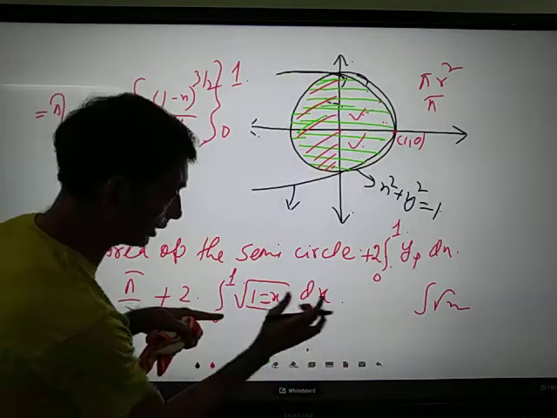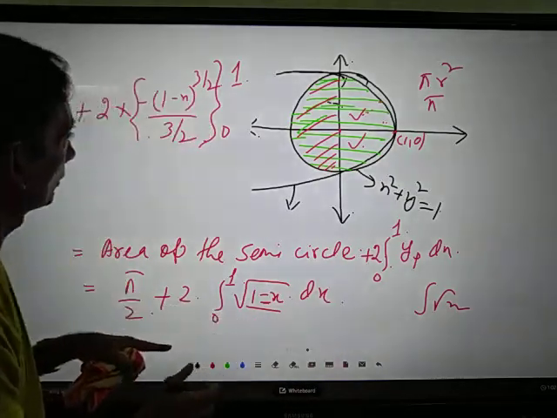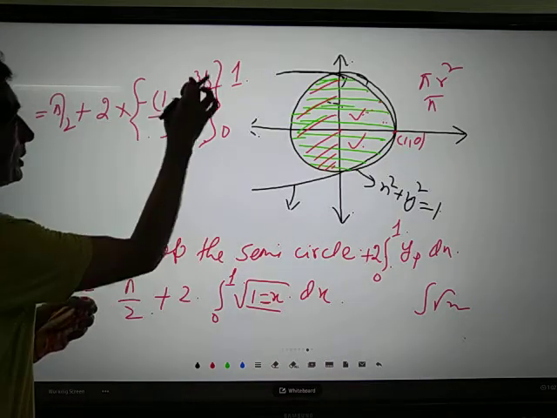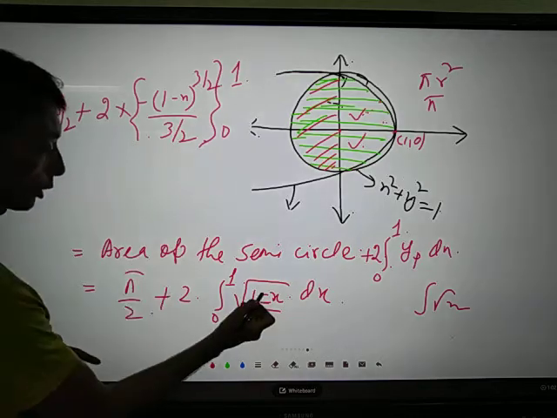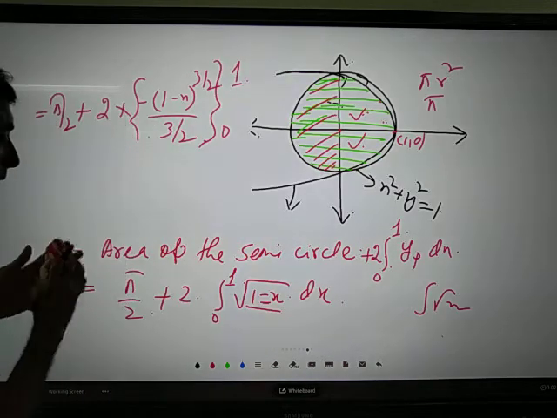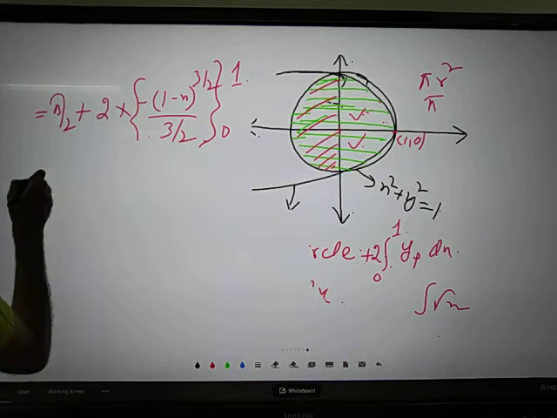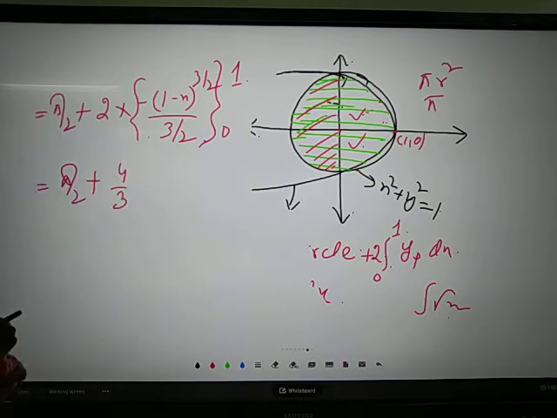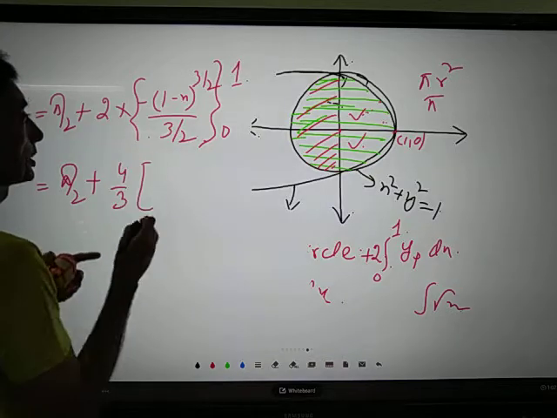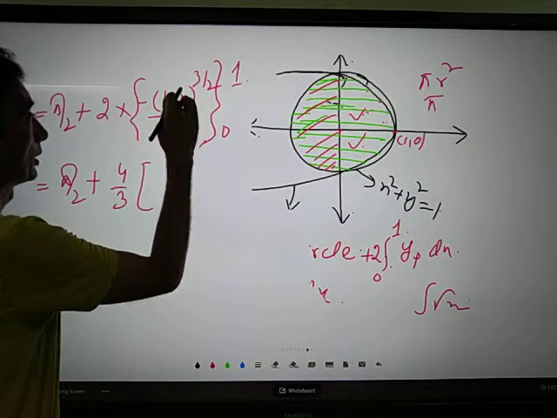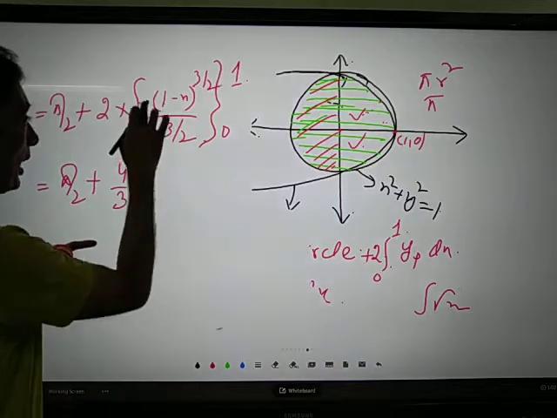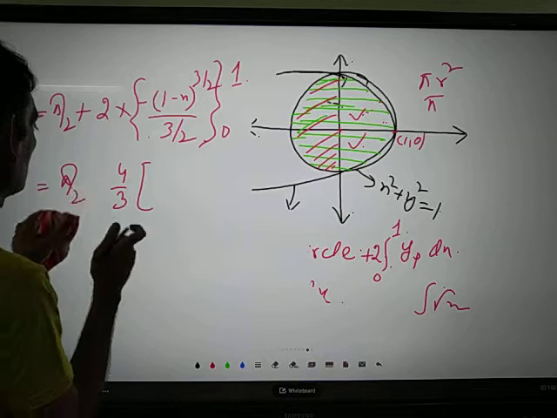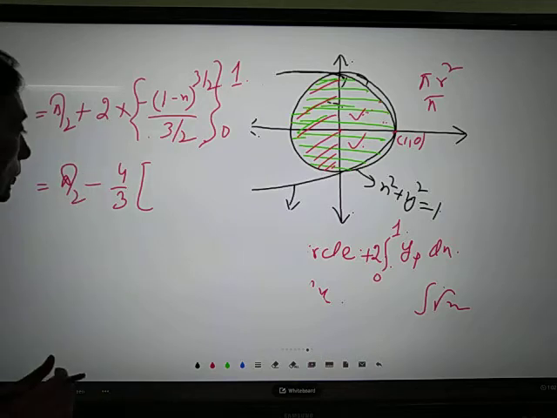So if you consider that 1 minus x is x, you can just solve this with the algebraic substitution. You can directly solve this. So 1 minus x to the power 3 by 2 by 3 by 2, then the coefficient of x is minus 1, so multiply this one by minus 1. So it's pi by 2 plus, so it will be 4 by 3, fine. And then we'll put the limit. If you substitute 1, so its minus is there. So what I'm going to do is, I'll just multiply by the minus sign. This minus, fine, it's 4 by 3.